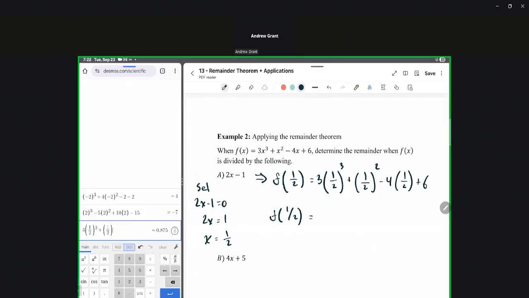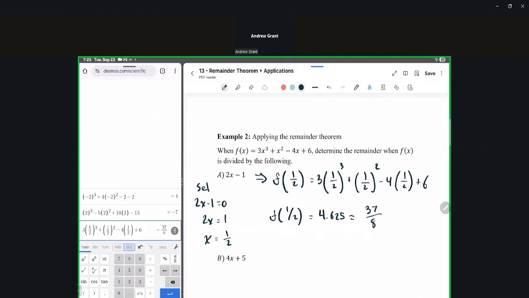And this is to the power of 2 minus 4 times 1 divided by 2, close the bracket, and then we plus 6 at the end. And so we get as an answer 4.625, or if you prefer, you can use this fraction button here, and it'll make this 37 over 8. Either answer is okay.